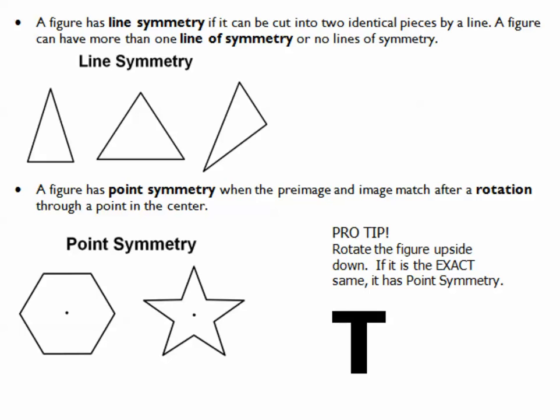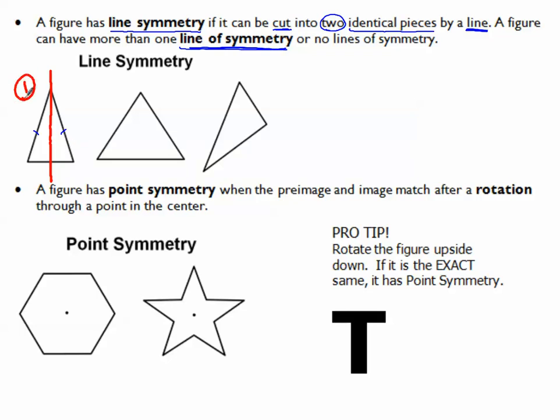A figure has line symmetry if it can be cut into two identical pieces by a line. A figure can have more than one line of symmetry or no lines of symmetry. How many lines of symmetry does this isosceles triangle have? I can draw a line, cutting it in half, going straight down the middle because it looks the same on both sides. This one has one line of symmetry.